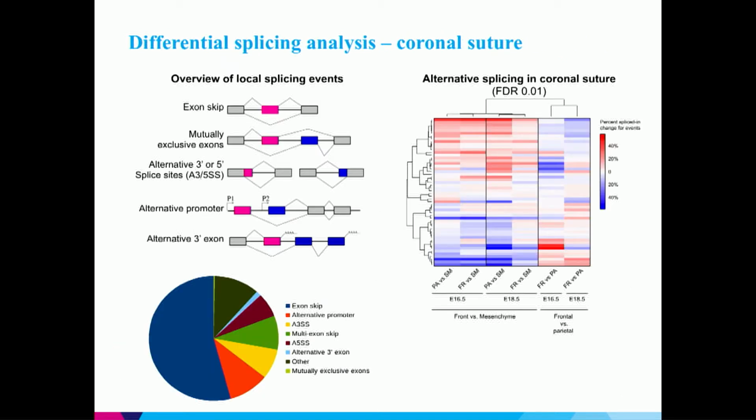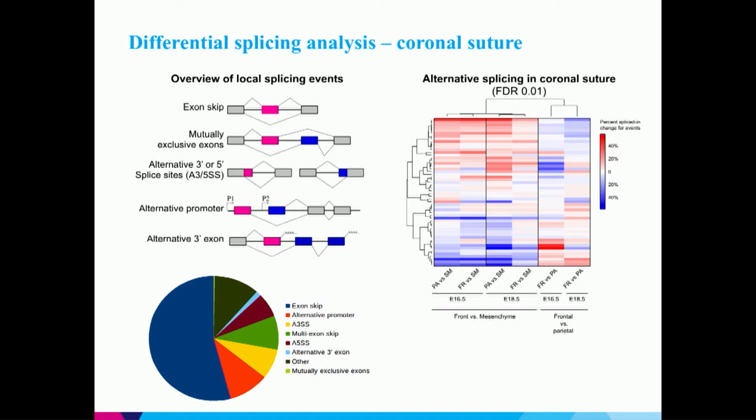Of course, there's more going on than just changing gene expression. Genes can be upregulated, genes can be downregulated, but we also know that genes express different transcript isoforms. So in addition to just looking at gene expression differences within suture regions or over development time, or between mouse mutants, we are also looking at differential splicing. And the events that we're interested in are shown here in the top left: exon skipping, mutually exclusive exons, alternative 3' and 5' splice sites for known exons, alternative promoter usage, and alternative 3' exon usage.